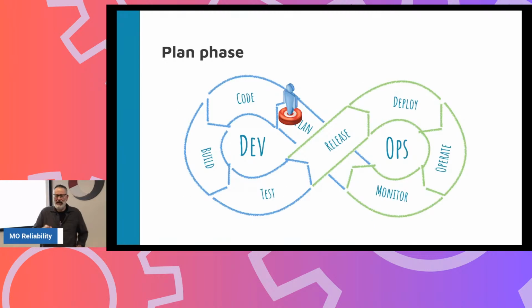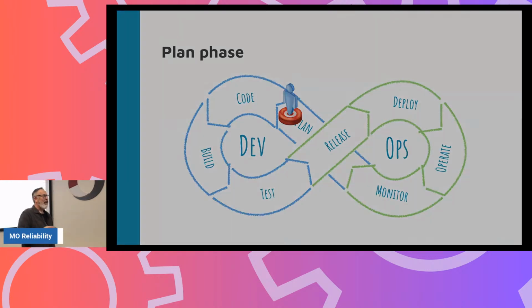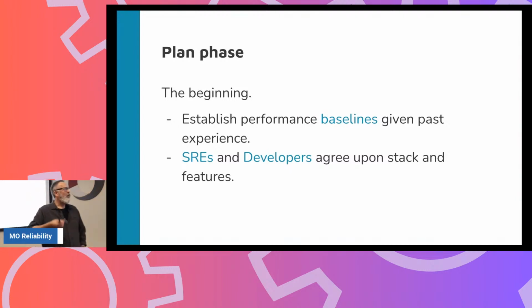So here we go. Let's start at the beginning, right, with the planning phase. With the planning phase, we want to establish baselines for the performance. The SREs and developers can agree upon the stack and the features. You can't really go and say, developers, get the next shiny thing. They love that. And I know I'm one of those that fell into that trap as well, right? I like shiny. But you have to agree upon it, because the SREs are technically the ones that are going to keep the lights on and keep it operating, right?